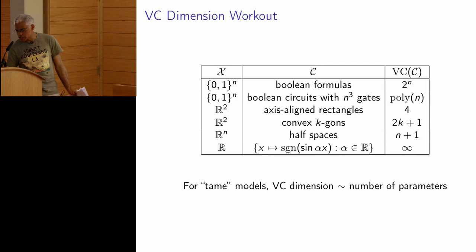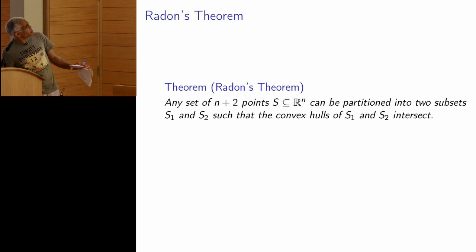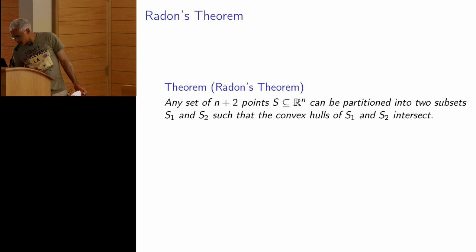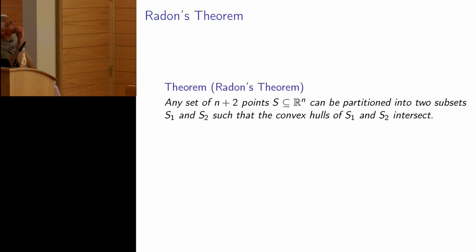This is Radon's theorem, which is why the dimension of half spaces is n plus one. But I'm going to jump over that. Let me look at how I'm doing for time. I'm a little bit behind, so I'm going to jump over these examples. I want to talk about dual classes.